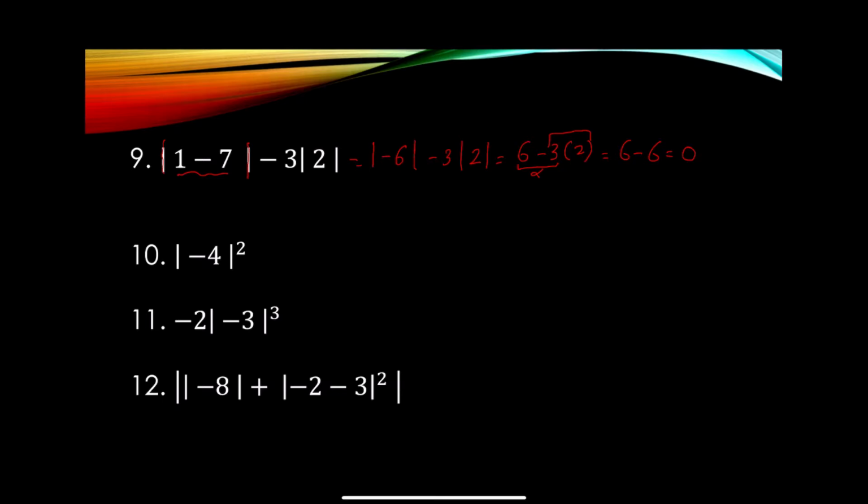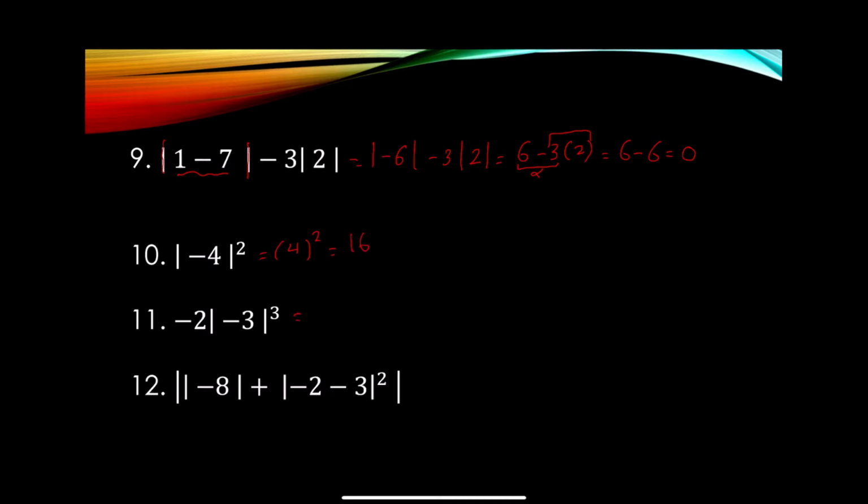Example number 10. Negative 4, the absolute value of negative 4 squared. Let's do the absolute value. What's the absolute value of negative 4? It's known to be 4 squared. 4 squared is known to be 16 because it's 4 times 4, which is equal to 16.